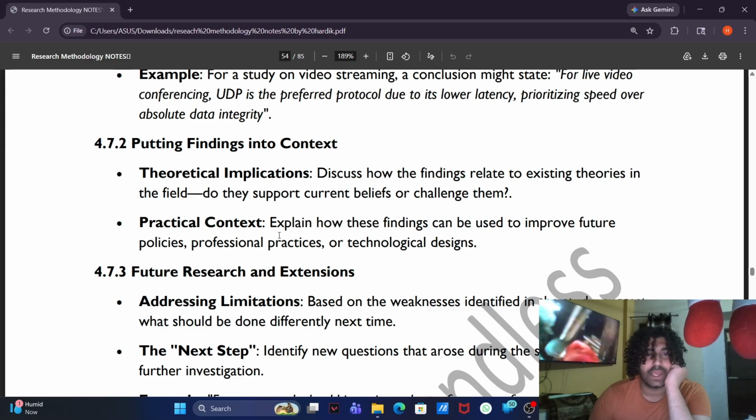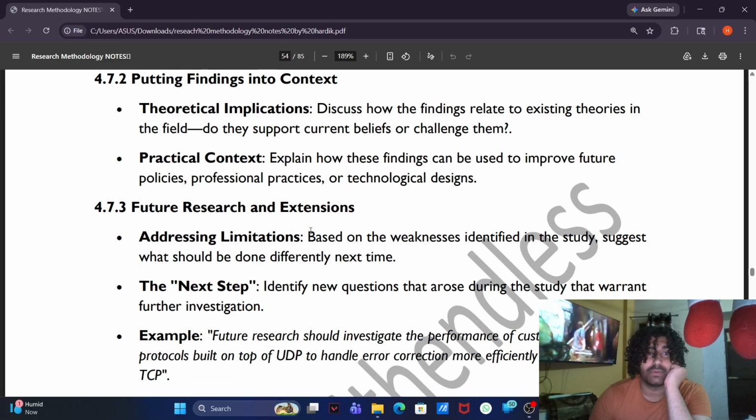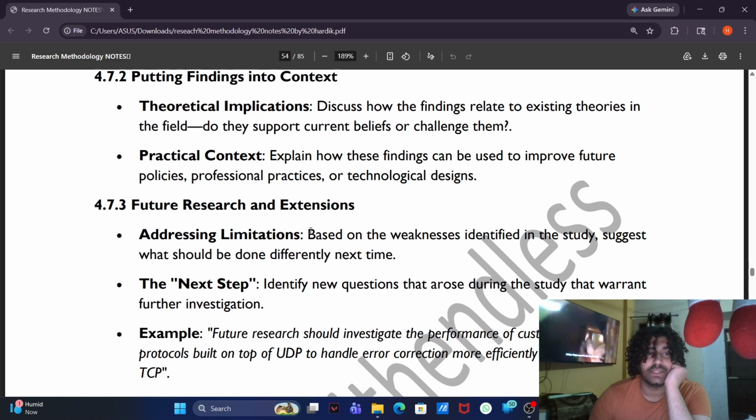Theoretical implications. Discuss how the findings relate to existing theories in the field. Do they support current beliefs or challenge them? Practical context. Explain how these findings can be used to improve future policies, professional practices, or technological designs.